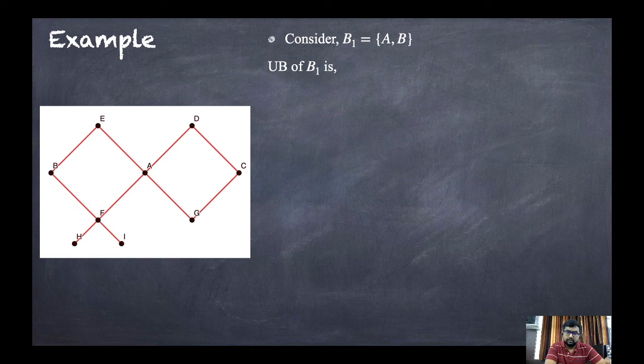Now, first of all, for LUB, first we need to find the upper bound. So we discuss how to find an upper bound. Remember, for upper bound, there has to be a relation from the given set to the upper points. Now, A and B. So what are the upper points first? They are E and D. Okay.